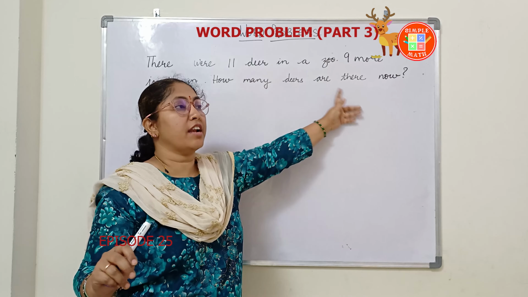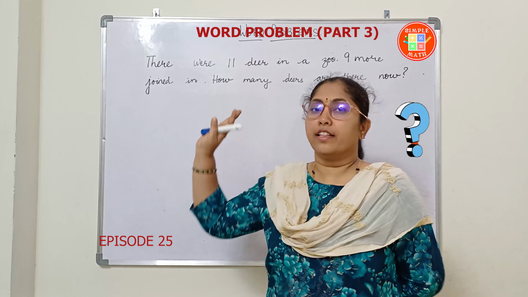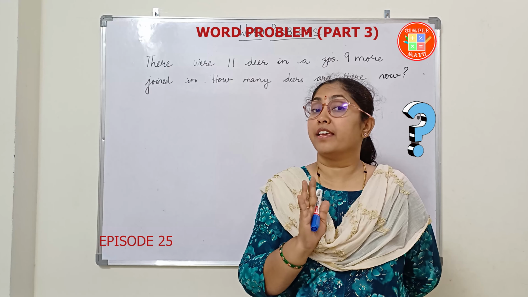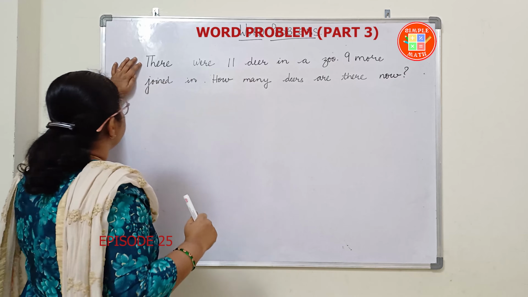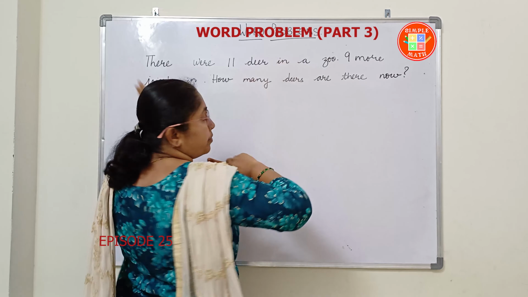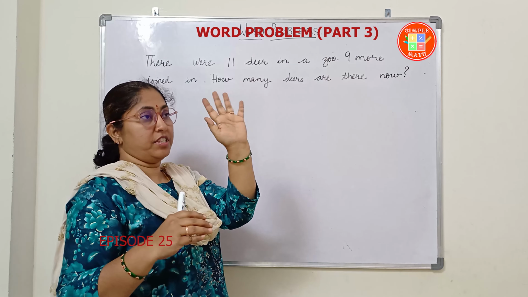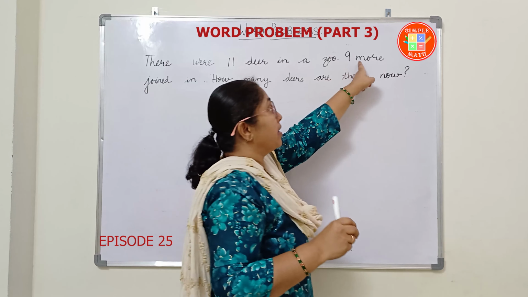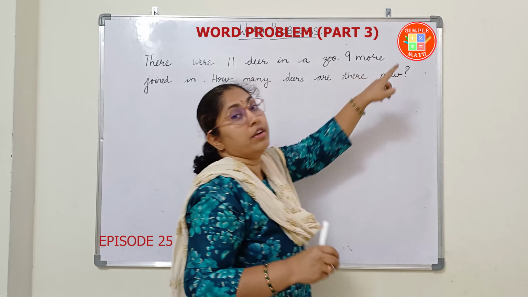Now what did you understand from this question? You tell me. There is no altogether, there is no sum, there is no total. How will you identify if it is addition or subtraction? See, he is telling there are 11 deers in a zoo. The next is saying 9 more. Suppose these are 11 deers. 9 more joined them. What is now? So the word here he used is more.